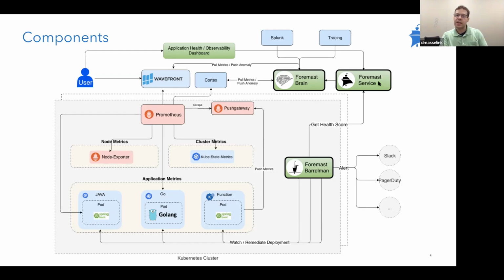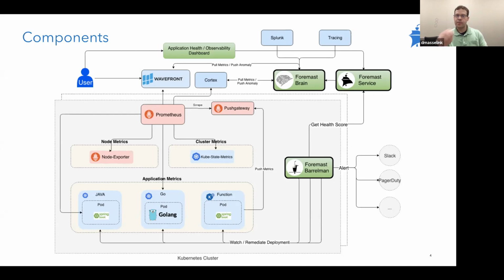The ForMass service is essentially the API that the dashboard we're going to be looking at uses, and it's kind of the central piece of the whole ForMass project. We've got ForMass Barrelman as well. This is a component that gets deployed inside of the Kubernetes cluster that you're monitoring, and it has the ability to not only grab some of the data from the applications that we're looking at, like these three down here, the Java, Go, and other Java application in this architectural diagram. It also has the ability to trigger remediations, rollbacks, and modify the state of the cluster.